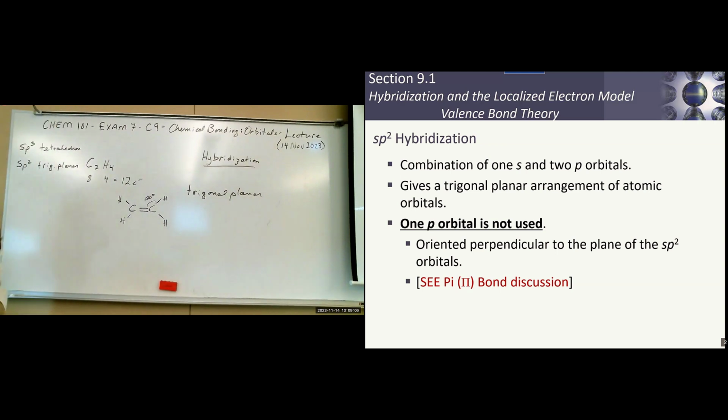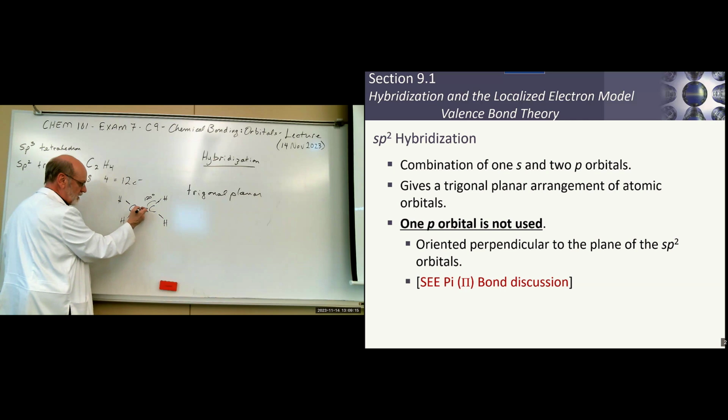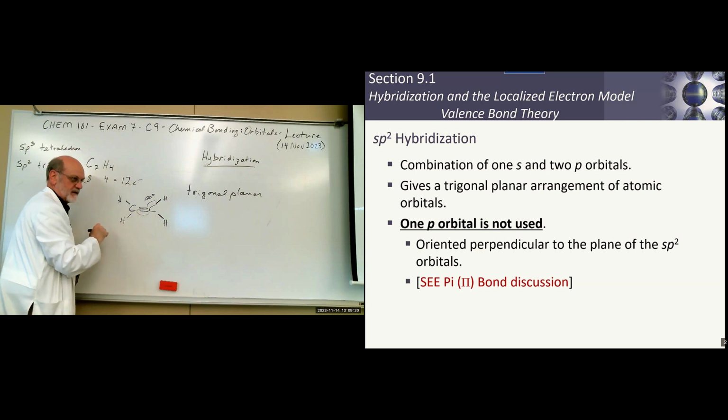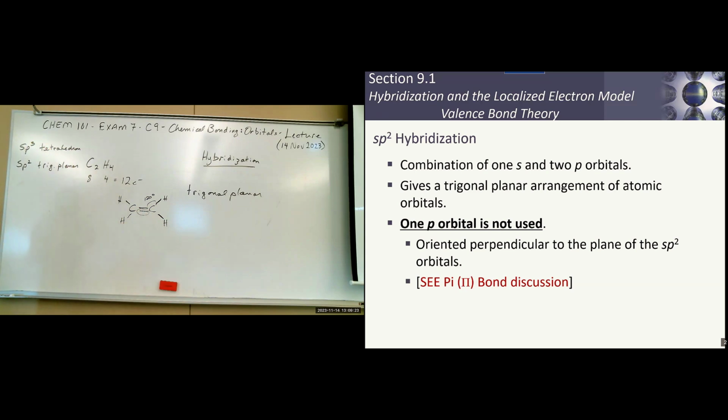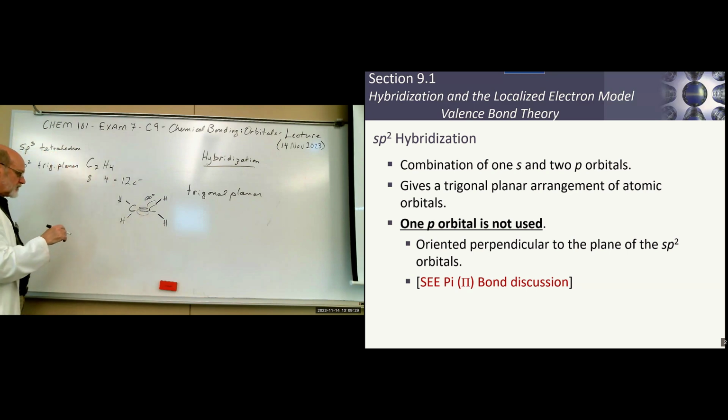One of the p orbitals is not used for this bond, that bond, that bond, that bond. Okay, so what about this double bond? That double bond cannot be in the same plane as the rest of them. So what you see is this carbon here and here, and now each one has an unused p orbital. So we get overlap here like that, and that's where your double bond comes from.